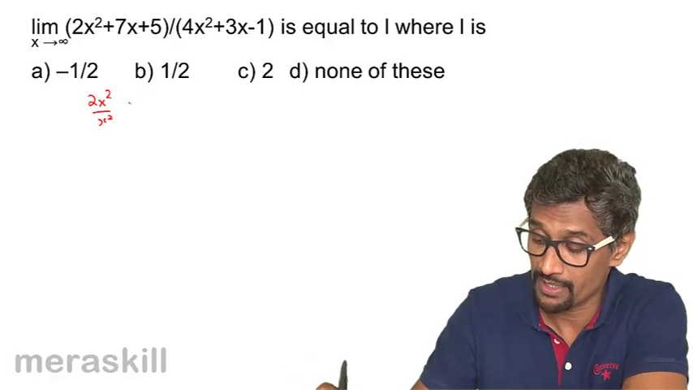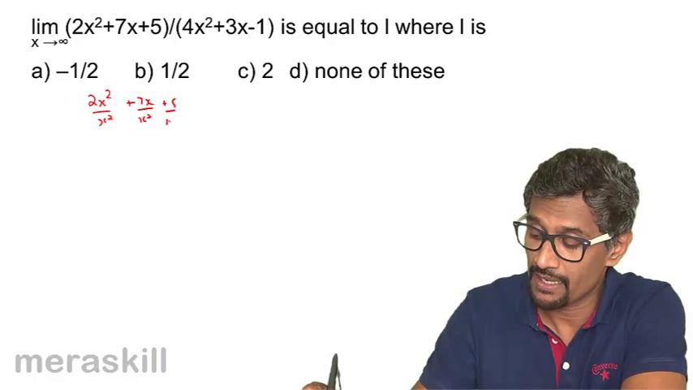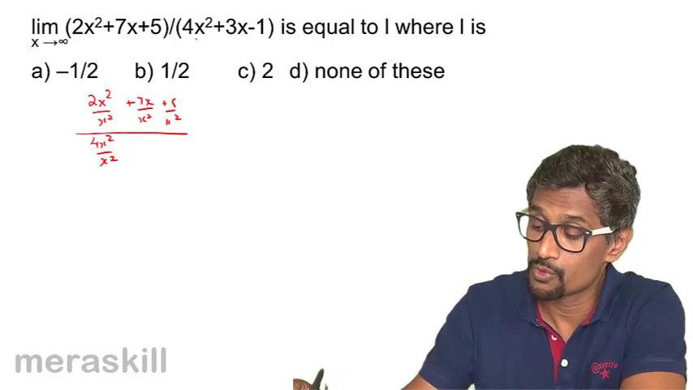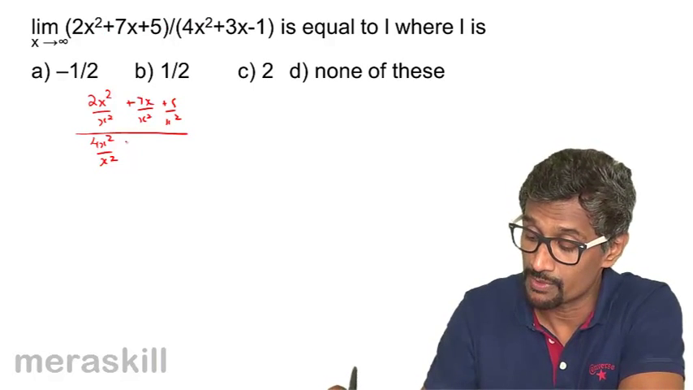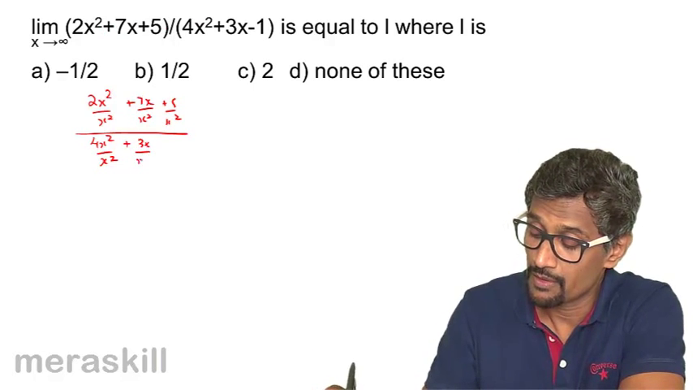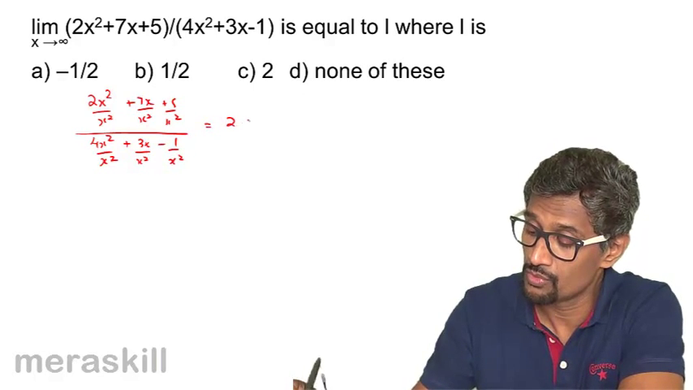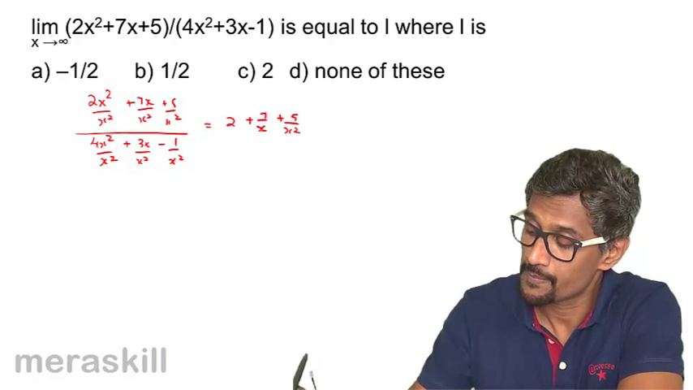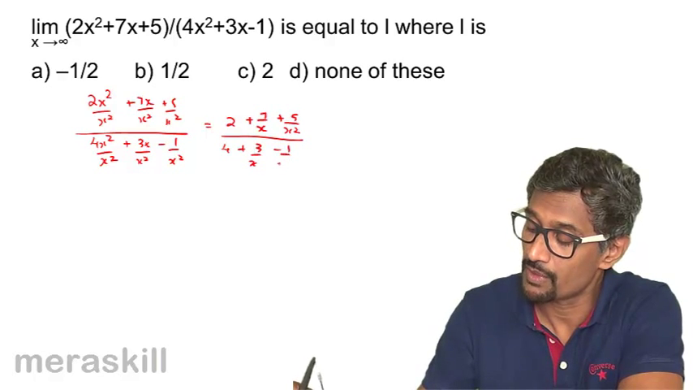So you get 2x square by x square plus 7x by x square plus 5 by x square upon 4x square by x square. Suppose the denominator had cube, then divide both numerator and denominator by cube. x square minus 1 upon x square. This turns out to be 2 plus 7 by x plus 5 by x square upon 4 plus 3 by x minus 1 by x square.